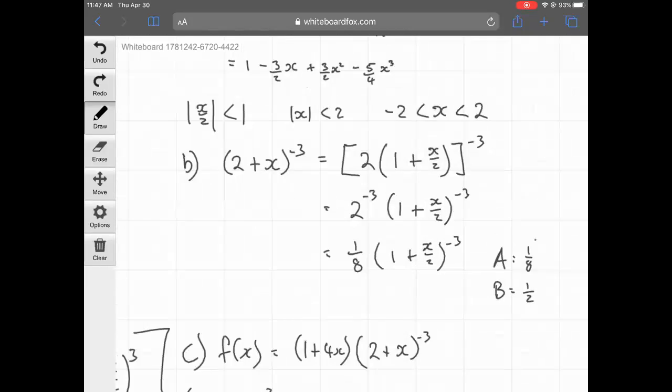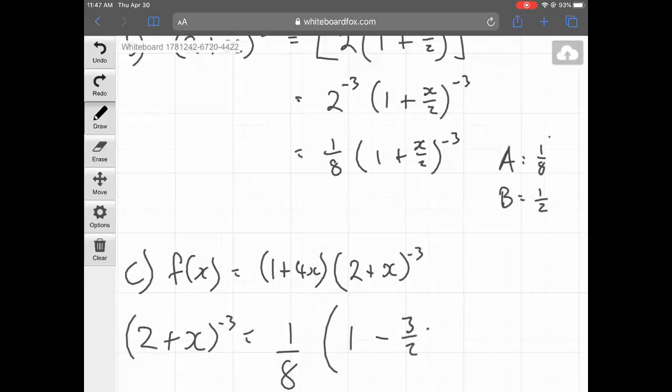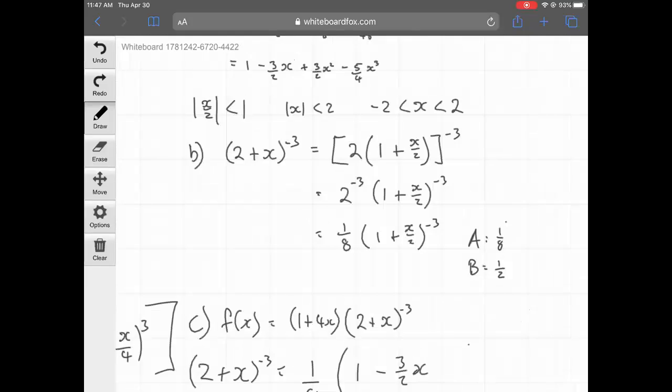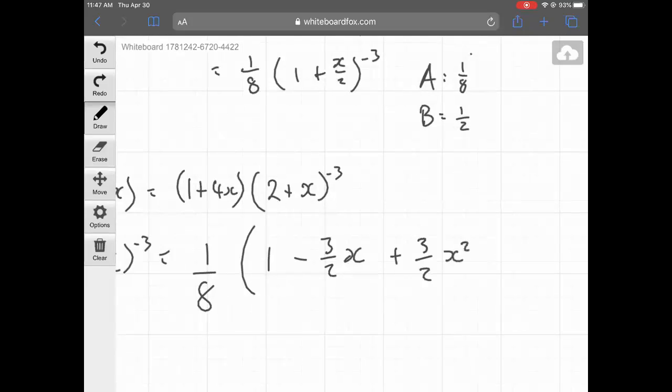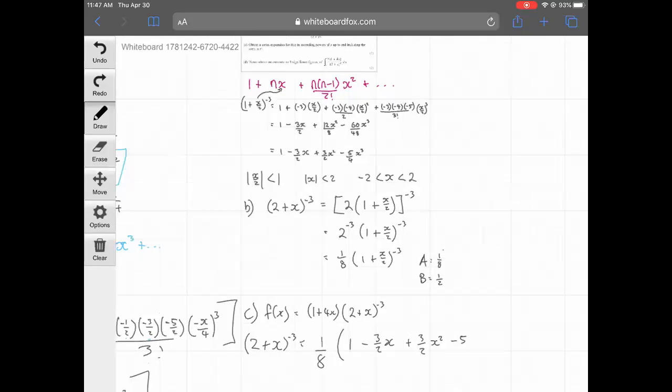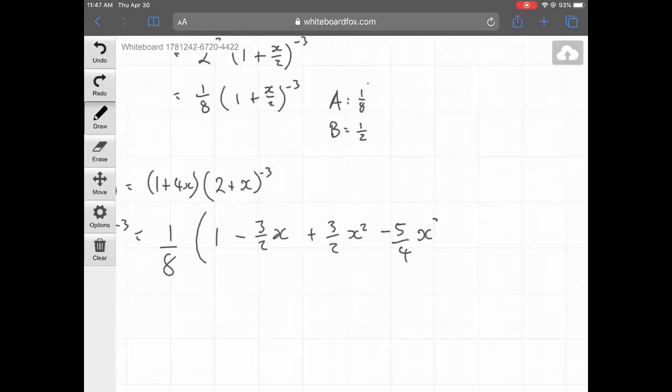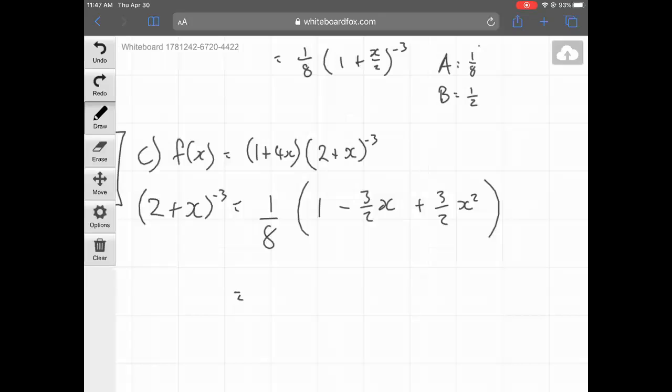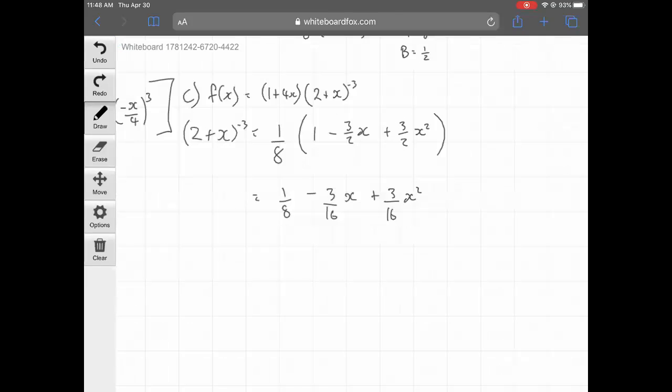So we've got 1 minus 3 over 2x, and then it's plus 3 over 2x squared, minus, is it 5 over 4? Yeah, x cubed. Oh, I don't need it. Sorry. Okay. This is going to be 1/8 minus 3 over 16x plus 3 over 16x squared. Okay. So now f of x, I can say, is going to be 1 plus 4x multiplied by what's in my bracket.